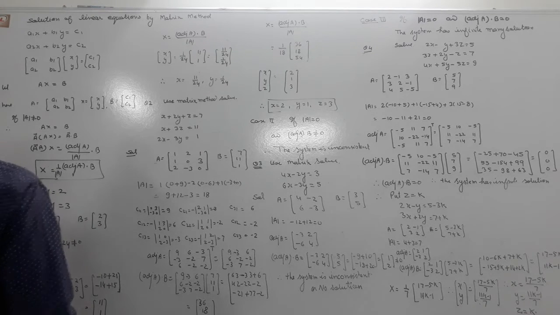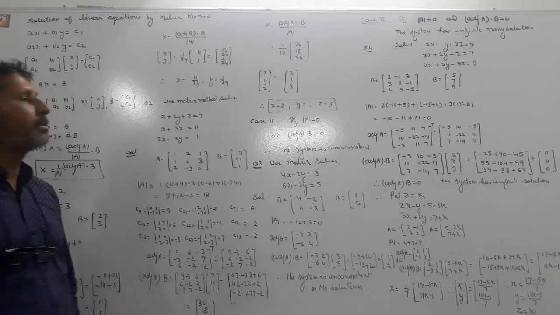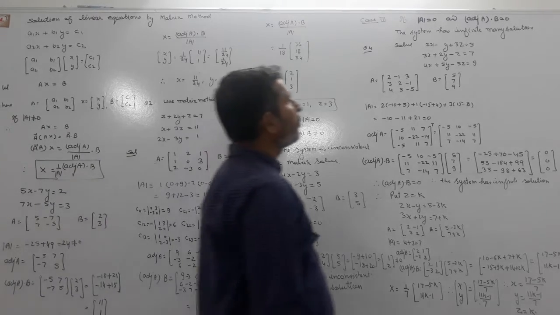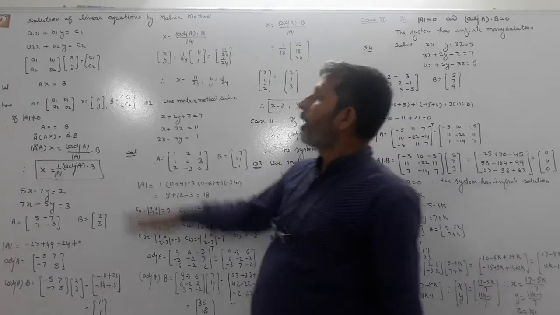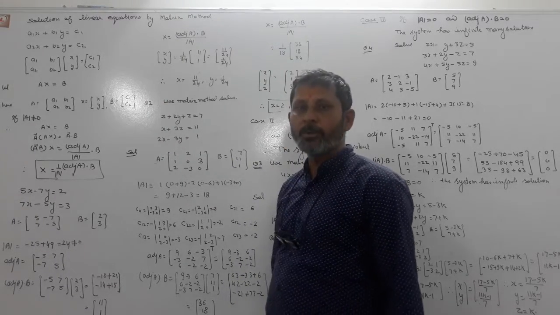Friends, now we start with the next topic, the solution of linear equations, maybe of two variables or three variables, by using the matrix method. How we can solve the linear equation of two variables? What is the meaning of linear equation of maybe two variables or three variables?